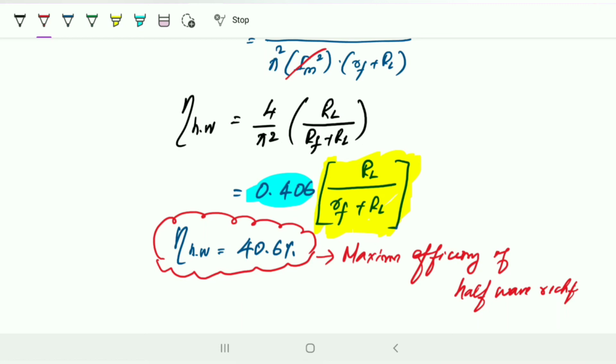To further increase efficiency, we have a few other circuits that you can learn next time. So in the next lecture, we will see the next type of rectifier.